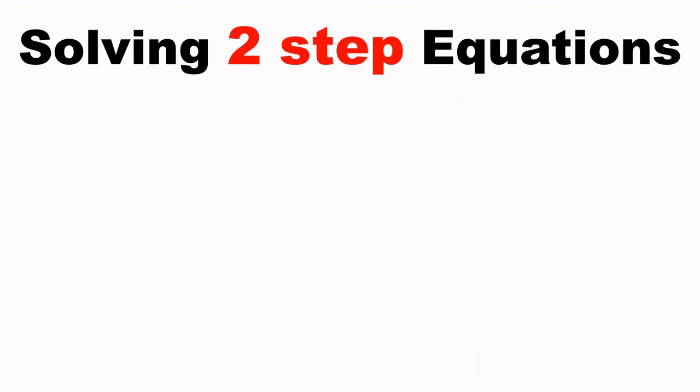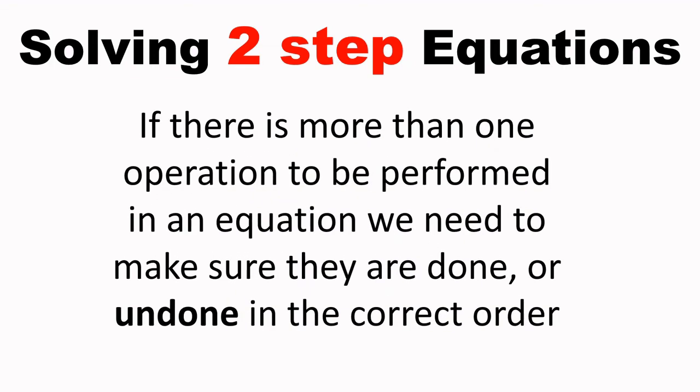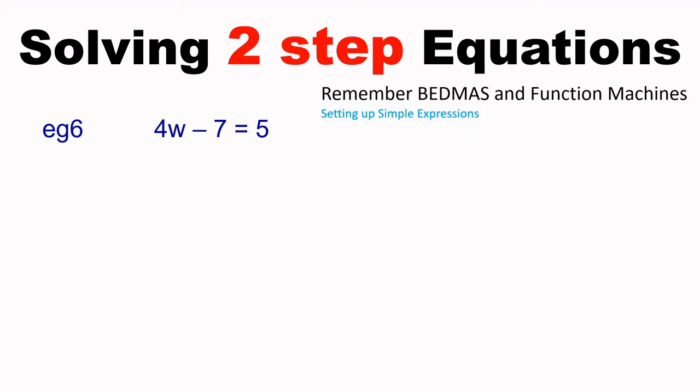Let's move on now to something slightly more challenging, two-step equations. That's where there's more than one operation to be performed in an equation, and we need to make sure that they're done or undone in the correct order. In order to do this, you're going to need to remember your BEDMAS order of operations. If you haven't seen that lesson, I'm linking it down below.